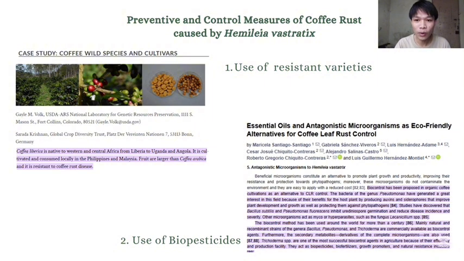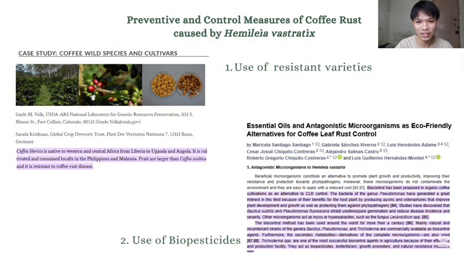These products often contain beneficial microorganisms like fungi or bacteria, plant extracts, or naturally derived compounds. So how do they work? Biopesticides work by suppressing the fungus or disrupting its growth. It reduces spore germination or prevents its ability to penetrate coffee leaves.